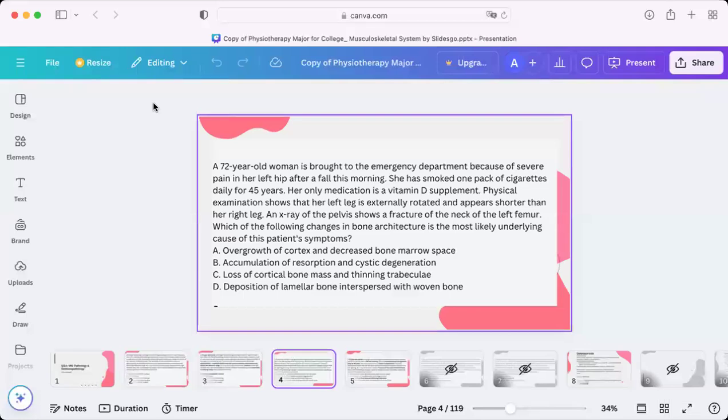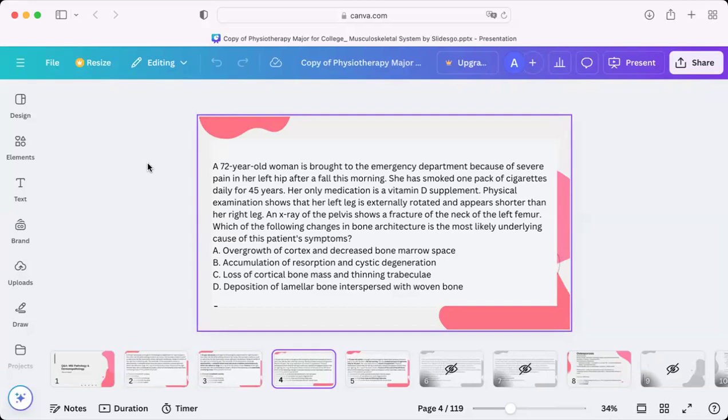This is the second question. If anyone wants to read it, go ahead. Okay, I'll read it. So we have a 72-year-old woman brought to the emergency room because she has severe pain in her left hip after falling in the morning. She smoked a pack of cigarettes daily for 45 years. Her only medication is a vitamin D supplement. Physical examination shows that her left leg is externally rotated and appears shorter than the right leg. An X-ray of the pelvis shows a fracture of the neck of the left femur. Which of the following changes in bone architecture is most likely the underlying cause of this patient's symptoms?